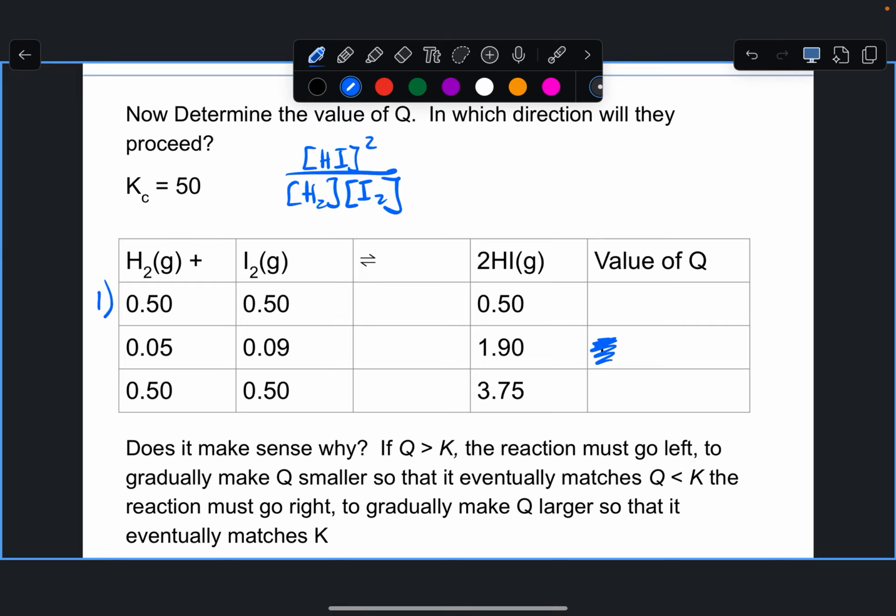Tell me when somebody has a number for that. Do you have one? No. Come on.